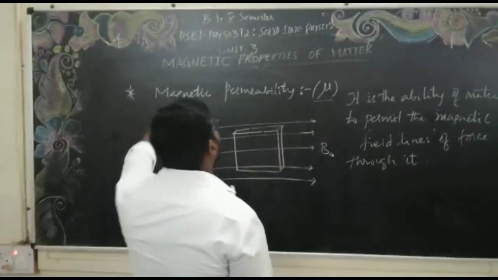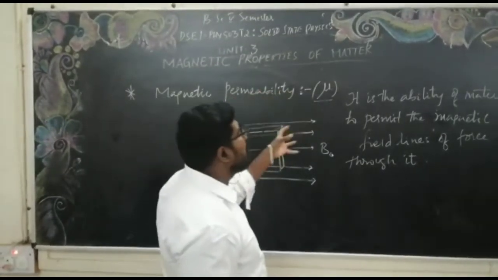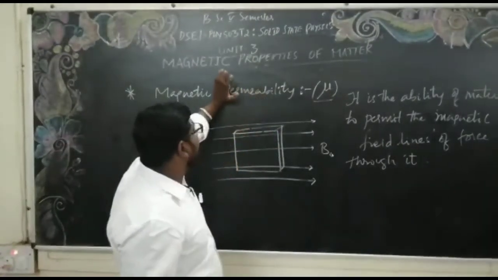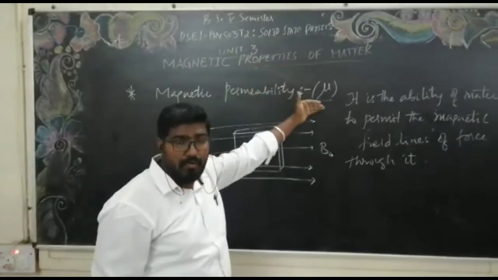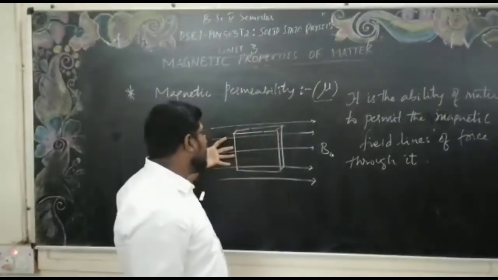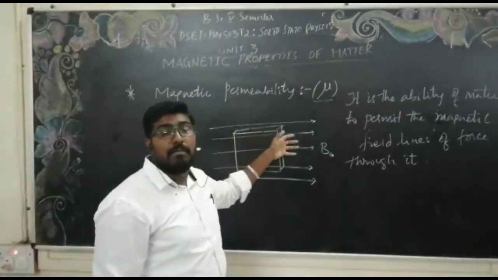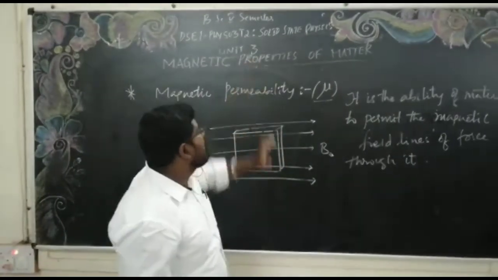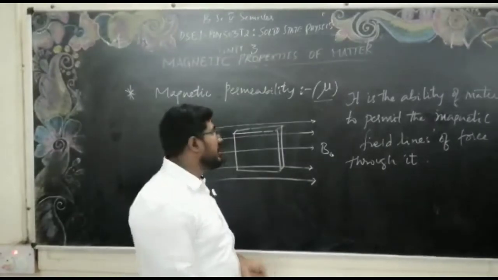The more magnetic permeability, the more magnetic field lines are passing. When we say the magnetic permeability of a material is more, that means the magnetic field lines passing through this material are more. Because of that, there is more magnetic permeability.